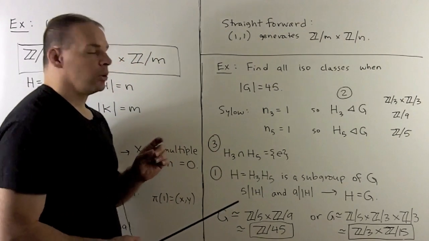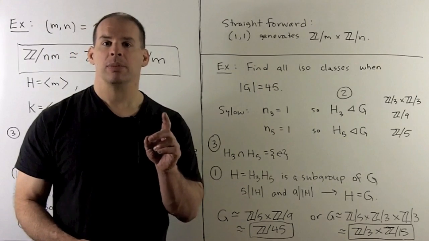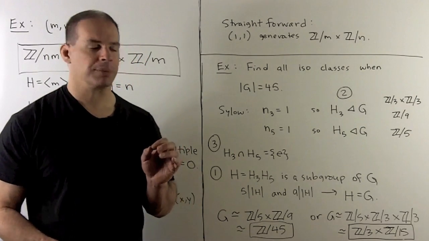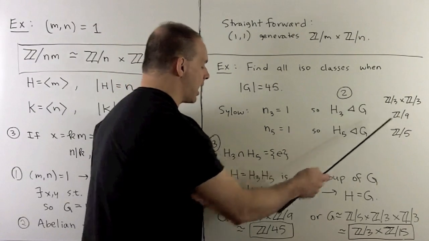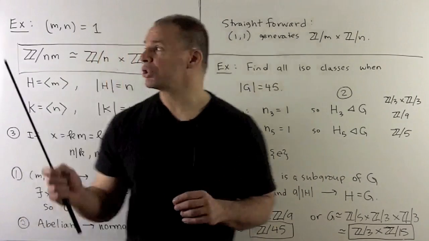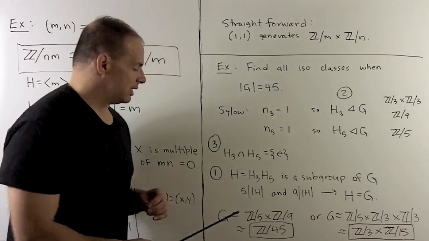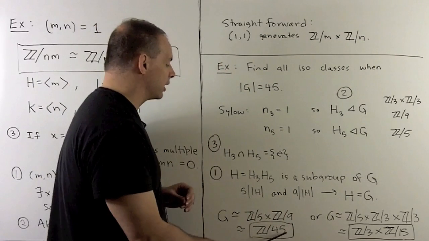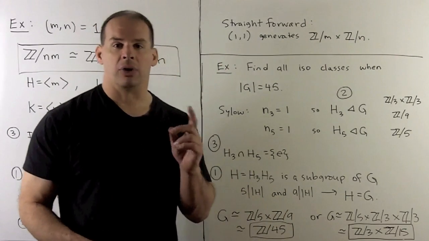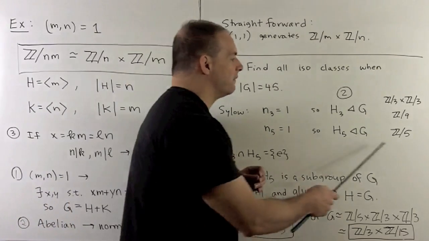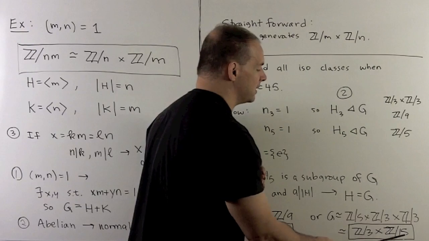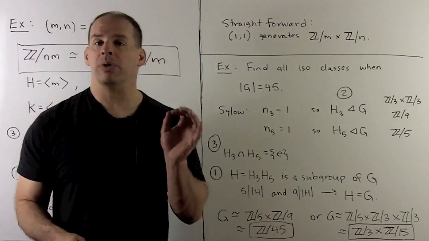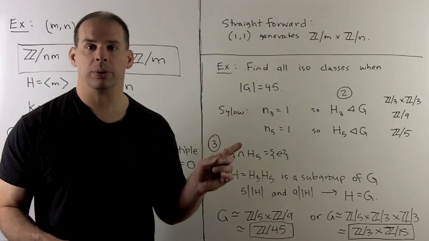Now, we have the internal direct product, so where are the isomorphism classes? If I have Z5 with the Z9, we could use this result to say that we have Z mod 45, so it's cyclic. In the other case, I could put the Z5 with one of the Z3s to give us Z mod 3 cross Z mod 15. And we note in both cases we have an abelian group.